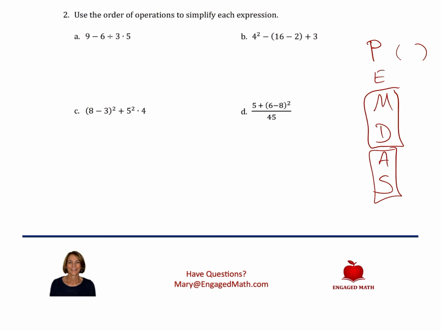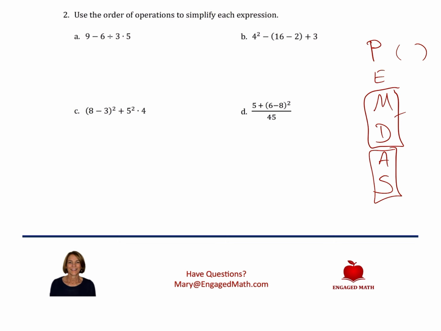The E stands for exponents. Exponents are that extra little number. Like, for example, if you had x to the second, the 2 would be the exponent. M and D, you can probably guess what that stands for, but M is for multiplication, D is for division. Then A is for addition, S is for subtraction.